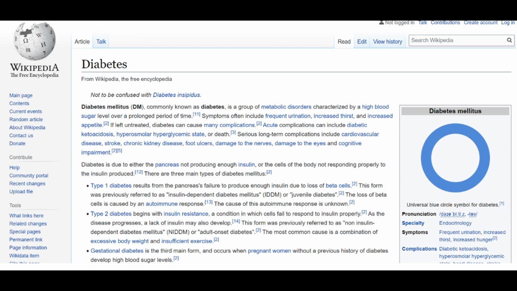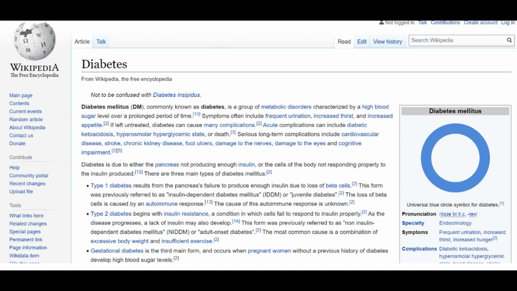Diabetes mellitus, DM, commonly known as diabetes, is a group of metabolic disorders characterized by a high blood sugar level over a prolonged period of time. Symptoms often include frequent urination, increased thirst, and increased appetite. If left untreated, diabetes can cause many complications.